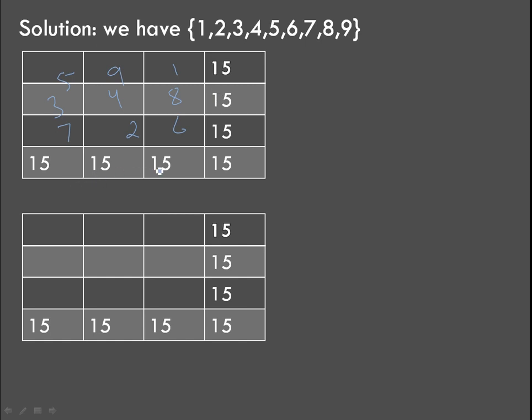But does there exist any other solution? Yes, there exists another solution, that is, just flip these entries. So this should be 6, 2, 7 and 8, 4, 3 and 1, 9, 5.